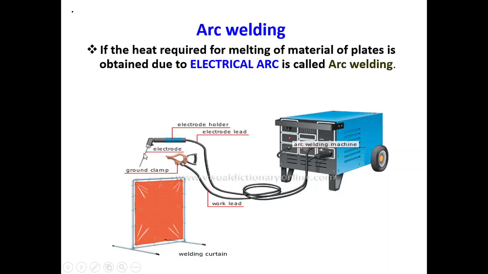The non-consumable electrodes are made of tungsten. They do not melt by the arc. So the filler metal, if required, has to be supplied by a separate wire of proper composition in non-consumable electrodes.